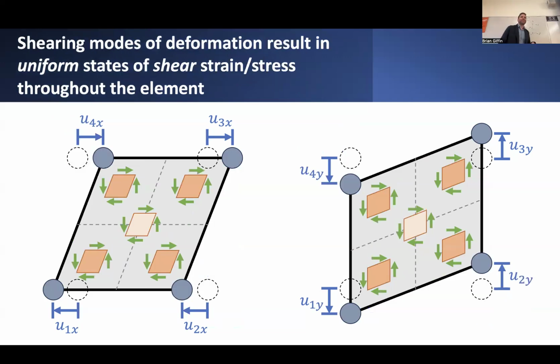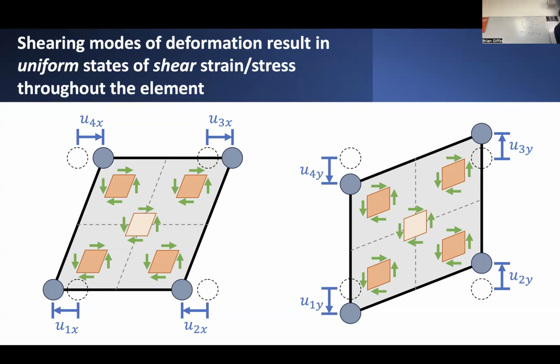Now, what about shear? What if we took this element and we did something more interesting than maybe what you're used to seeing? What if we took it and we either sheared it along this direction or we sheared it vertically? Now, in this situation, each one of these small integration points will be subjected to some kind of uniform state of shear deformation and a resulting uniform state of shear stress, as evidenced by these deformed, rhomboidal shapes, and the corresponding arrows indicating the direction of the resulting shear stress acting on each of the different faces of these individual integration points.